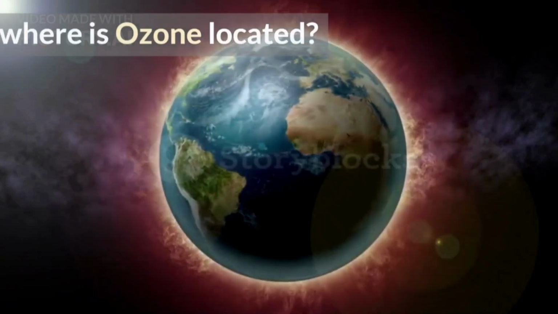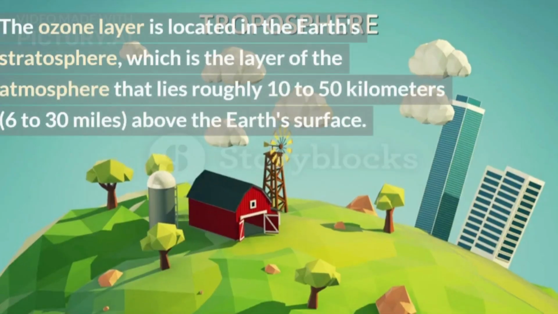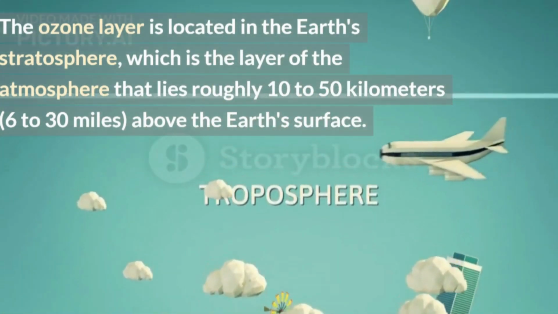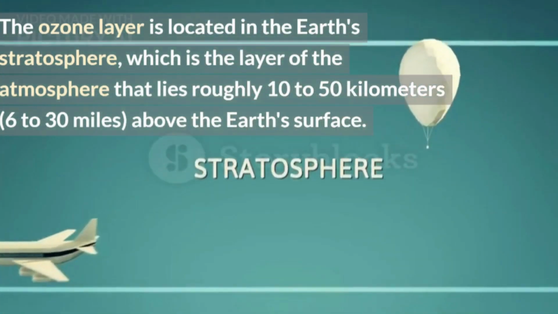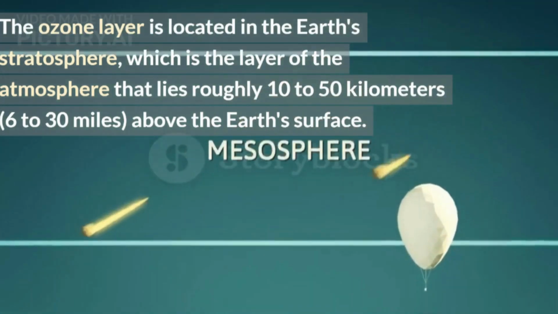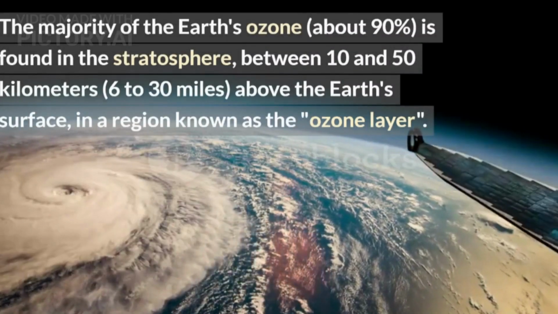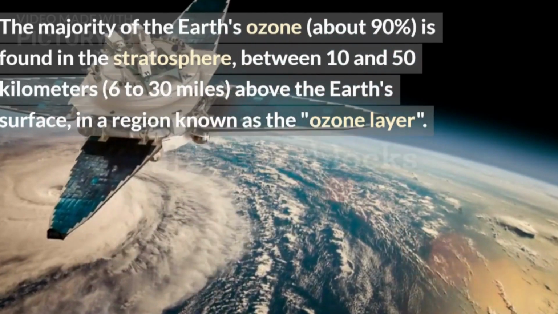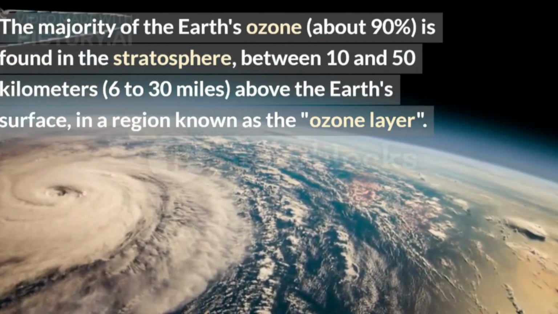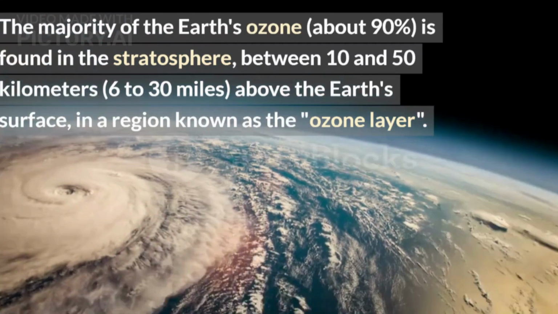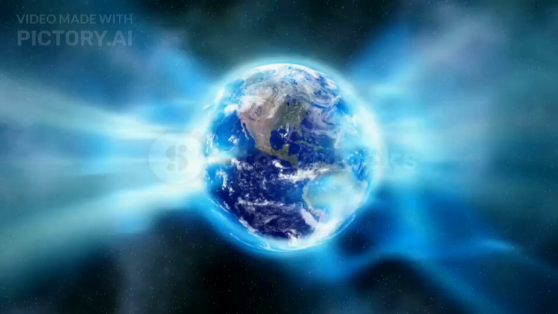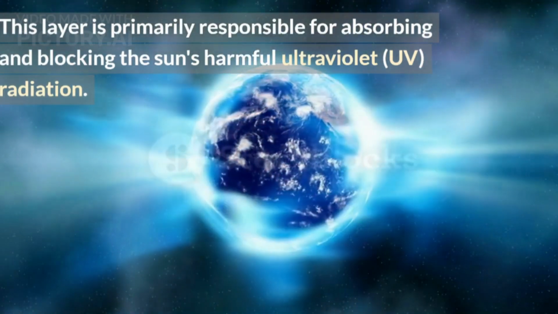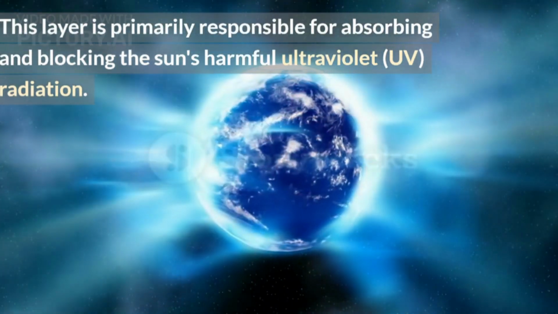Where is ozone located? The ozone layer is located in the Earth's stratosphere, which is the layer of the atmosphere that lies roughly 10 to 50 kilometers, 6 to 30 miles, above the Earth's surface. The majority of the Earth's ozone, about 90%, is found in this region known as the ozone layer. This layer is primarily responsible for absorbing and blocking the sun's harmful ultraviolet, UV, radiation.